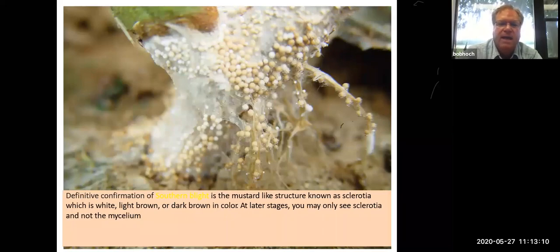If you let that same plant go for a few more days, then you're going to get the reproductive structures of this particular organism, and it looks to me like mustard seed. It looks like somebody took mustard seed and glued them into this white mycelial mass. This is the part you don't want to see, because these are the resting spores that are going to stay in that soil for a longer period of time. So if you are able to catch it before these resting spores get going, it's going to be a lot easier to get that out of the garden.